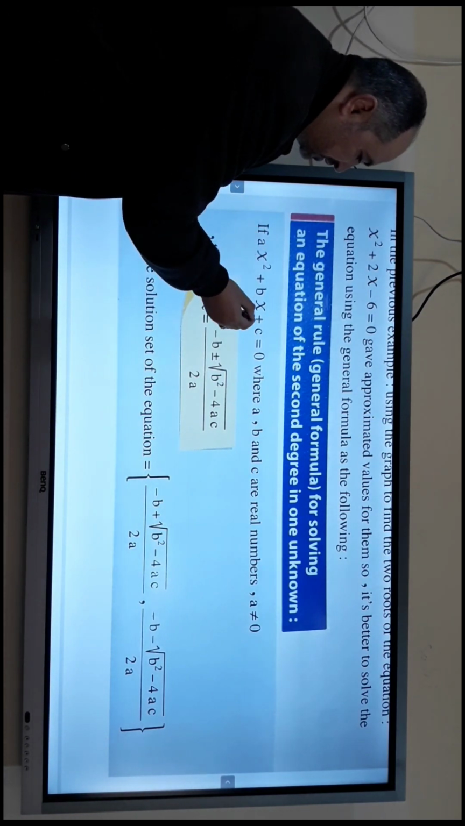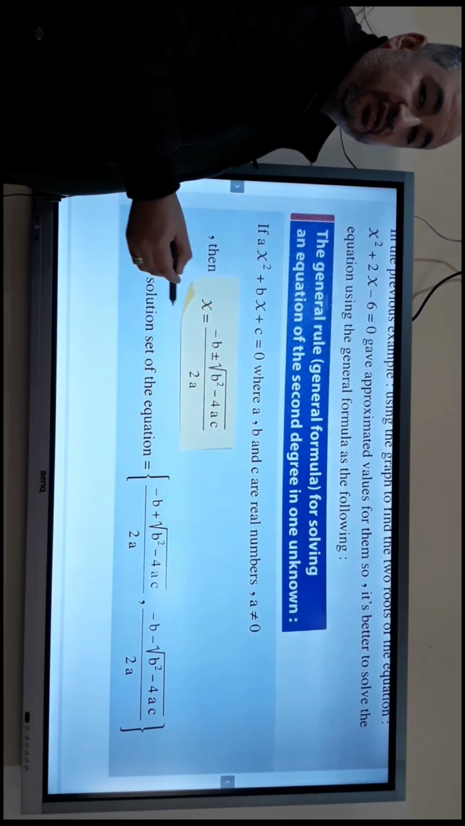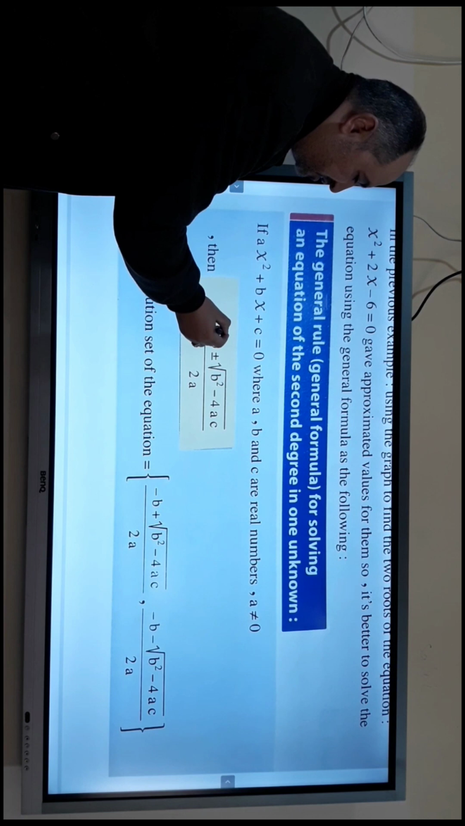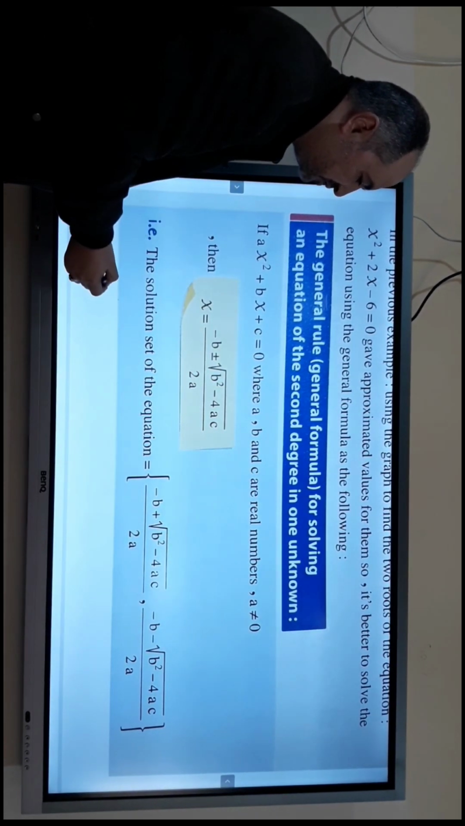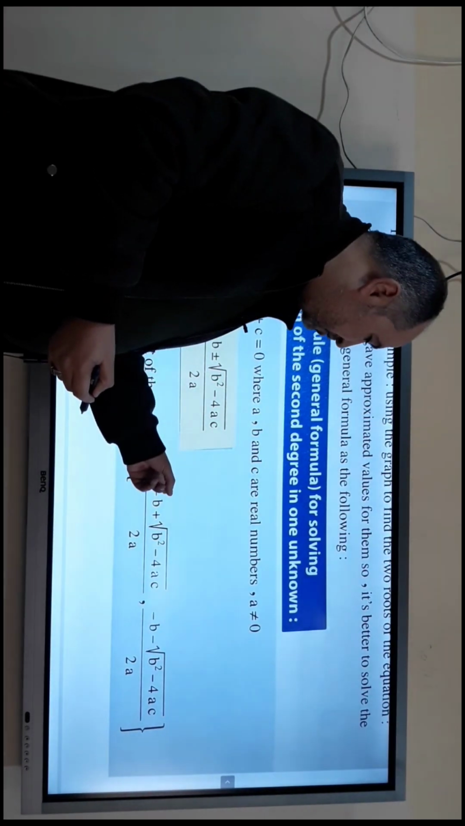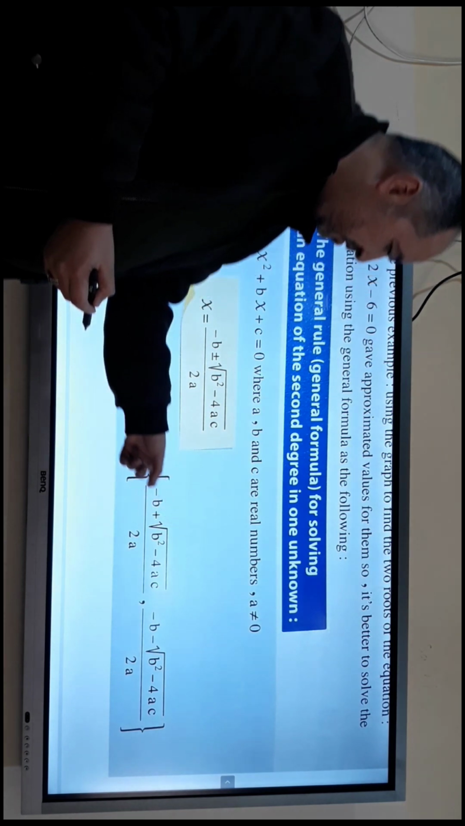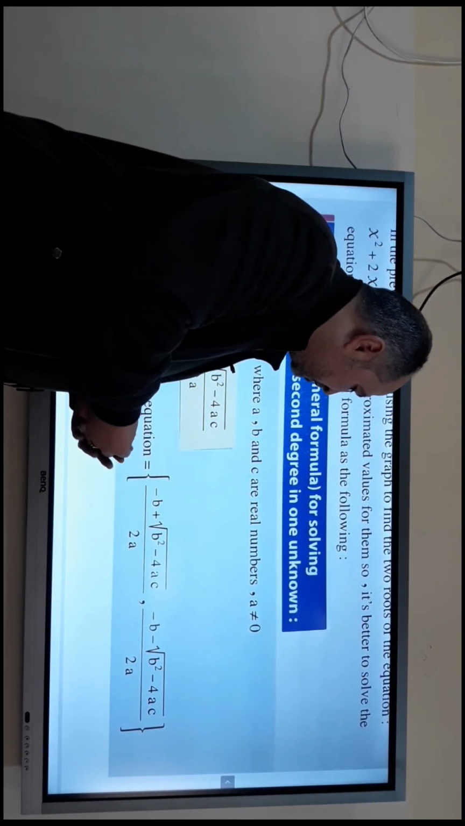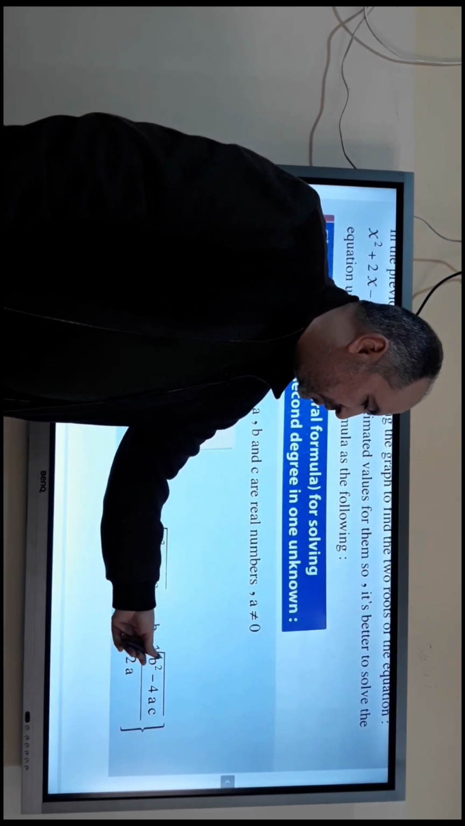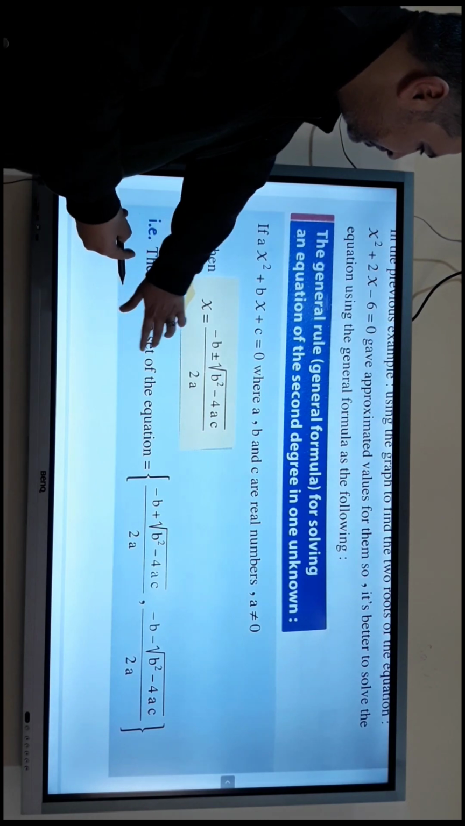If ax² + bx + c = 0 is the general form of the second degree equation, then x equals negative b, positive or negative square root of b² minus 4ac, over 2a. And the solution is one with positive and one with negative. Then x = (-b + √(b² - 4ac)) / 2a and x = (-b - √(b² - 4ac)) / 2a. Now there are three problems to solve algebraically.